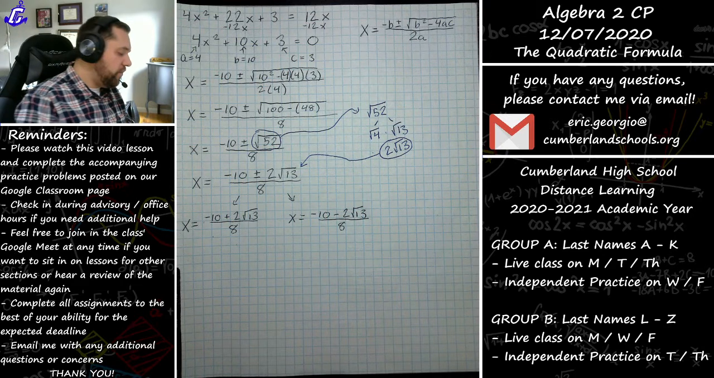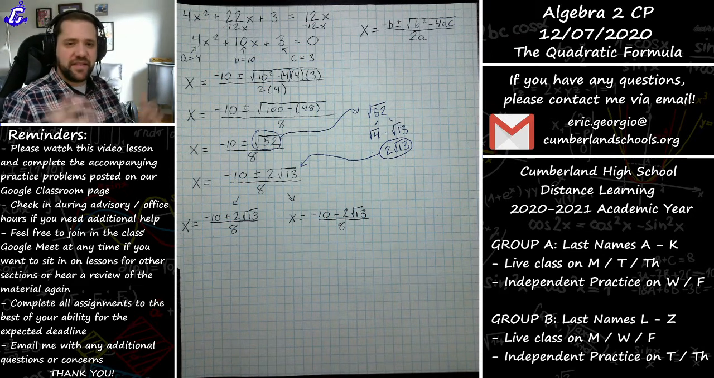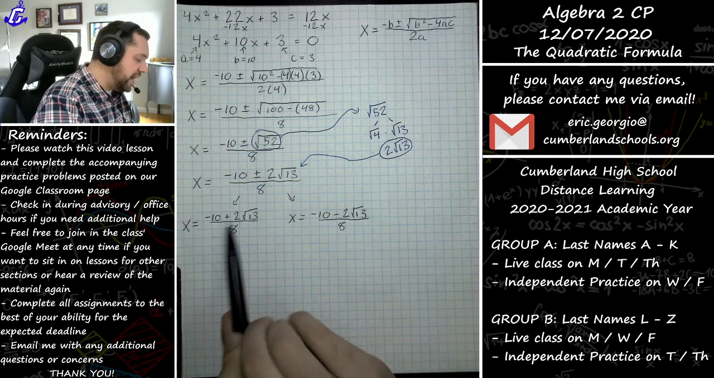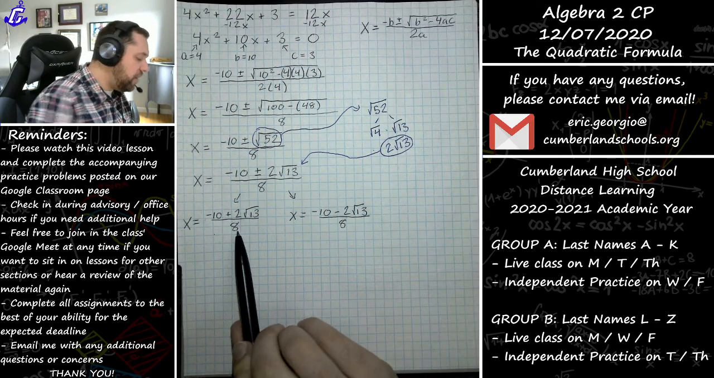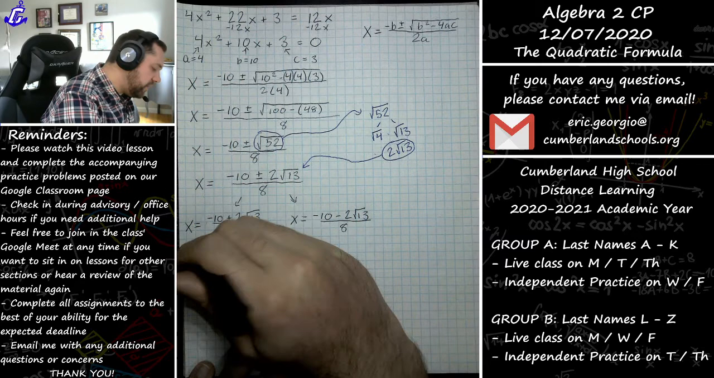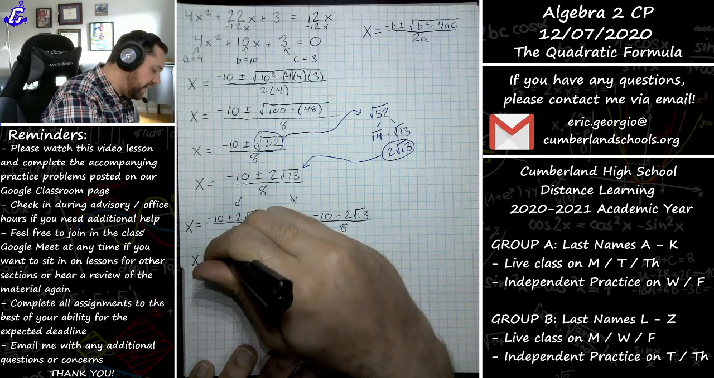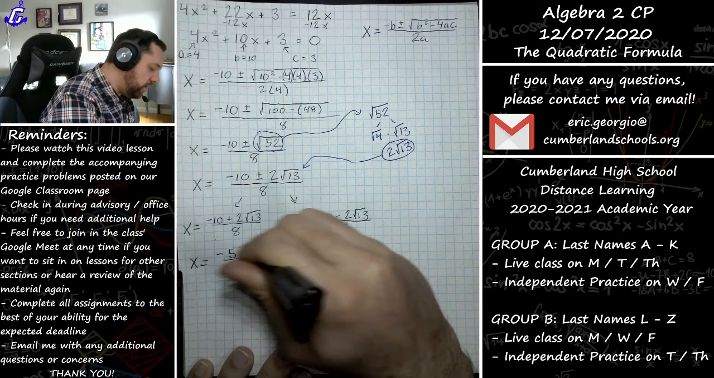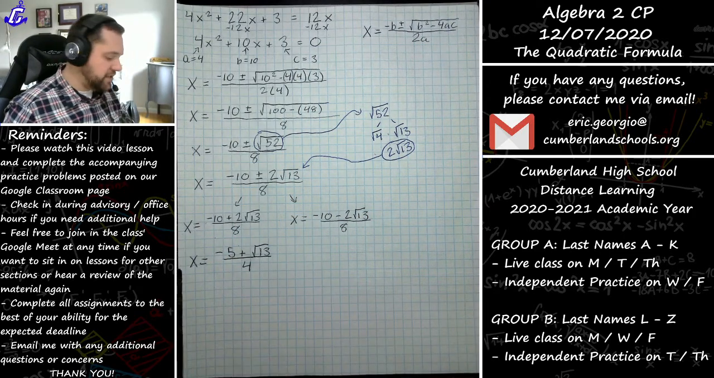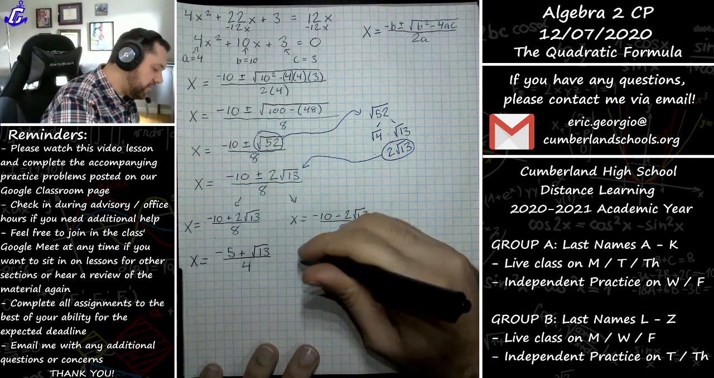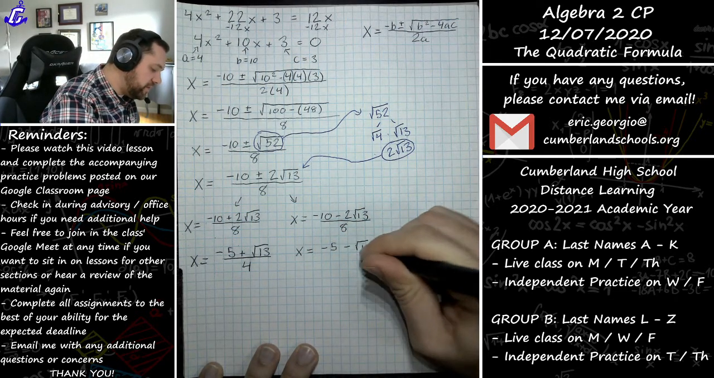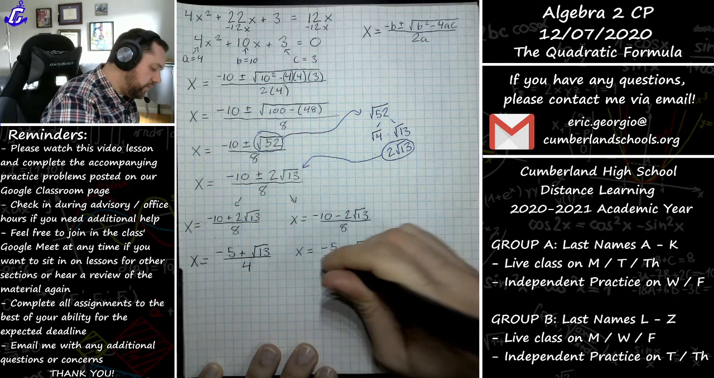Here, we can't really simplify this in the sense that we can't combine like terms, but we certainly can reduce these fractions. I have 10, 2, and 8. All of those numbers are divisible by 2. So I can reduce this fraction down to be negative 5 plus 1 times the square root of 13 all over 4. Reducing fractions, right? Same thing over here. Same reduction can occur. I'd say it's negative 5 minus the square root of 13 all over 4.